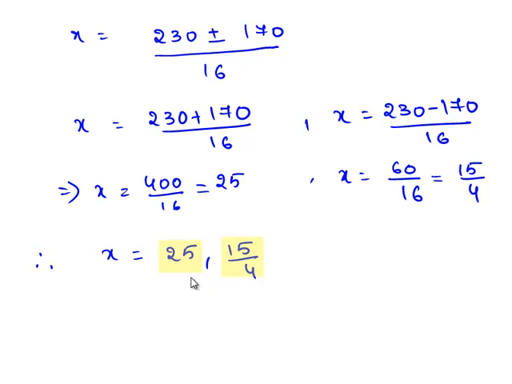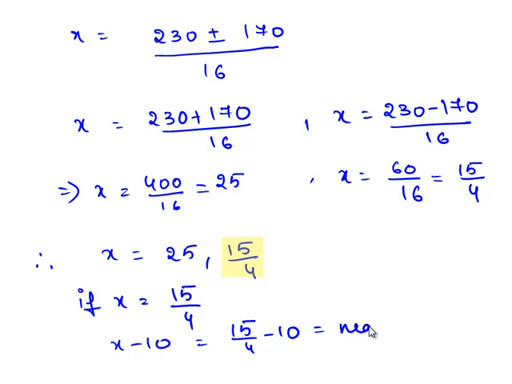So now we need to choose one value of x that suits our question. Let us consider the case of 15 divided by 4. Actually, x is the time taken by the smaller tap to fill the tank. If x is equal to 15 by 4, that is, the smaller tap takes 15 by 4 hours to fill the tank, then the time taken by the larger tap would be x minus 10. So that is 15 by 4 minus 10, which is obviously negative. So the time taken can never be negative. x is equal to 15 by 4 is not admissible.